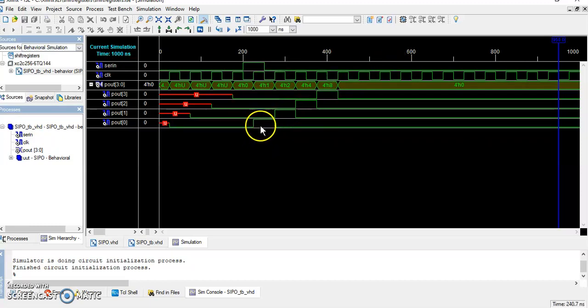First, during the next positive edge of the clock, serial in data enters into P out, and in the next clock cycle serial in data is again updated by Q of 0, whereas this Q of 0 is taken to the next flip-flop during the next clock cycle, and this Q of B will be propagated to QC, and then QC to QD, and so on.